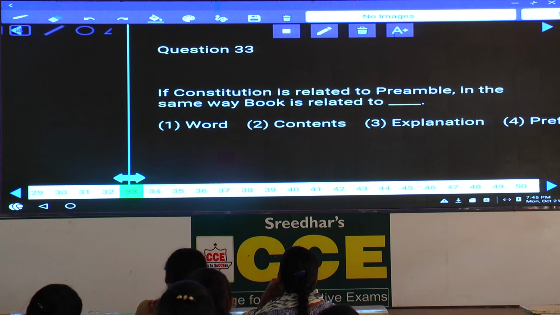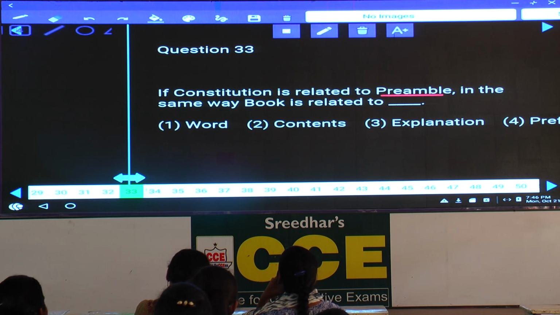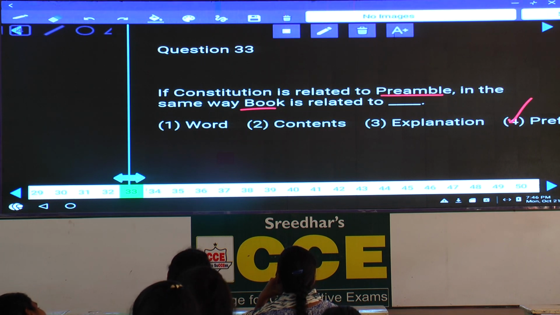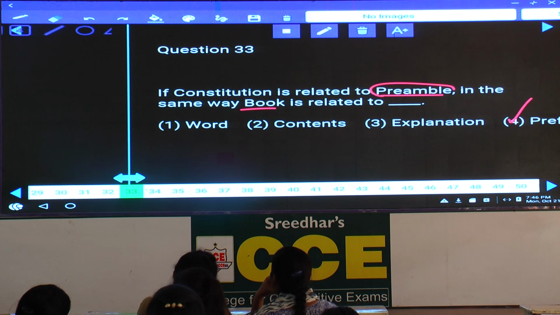Then 33, constitution is related to what? Preamble. Isn't it? Now the preamble is the preface of the constitution, and similarly a book is judged by what? A book is judged by the preface. That is choice 4. Hence we can know what the contents in that book are just by looking at the preface, and similarly the constitution can be judged by the preamble.